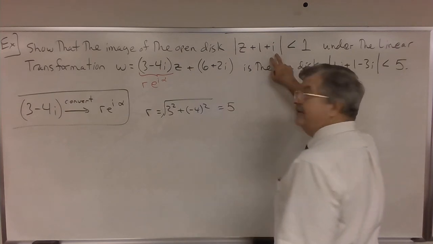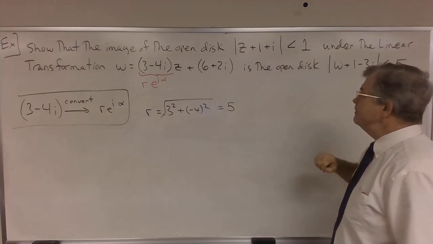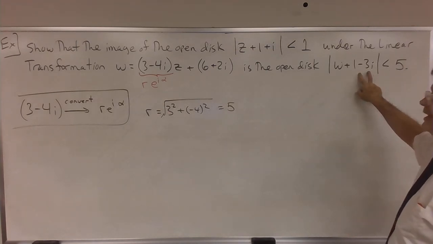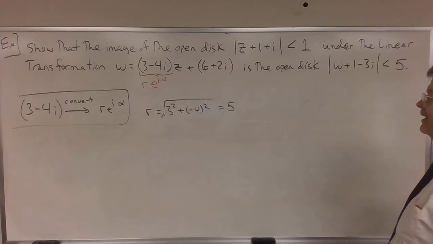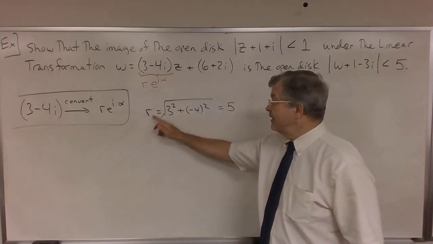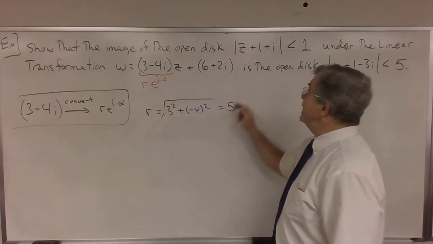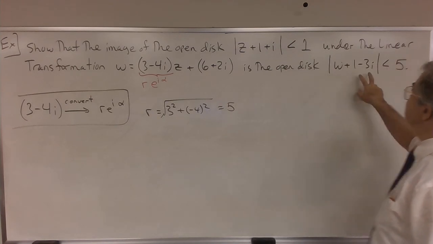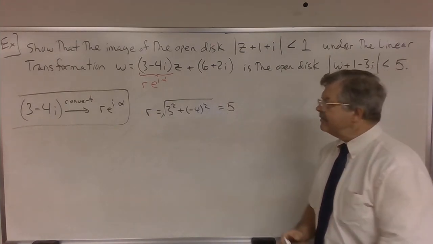If this really is a disk and I didn't verify it, then it's a disk of radius 1. And if this really is a disk and I didn't verify it, then it has radius 5. So the magnification factor r, 5, jives with what we see. Taking a disk of radius 1 and turning it into a disk of radius 5, this looks good.